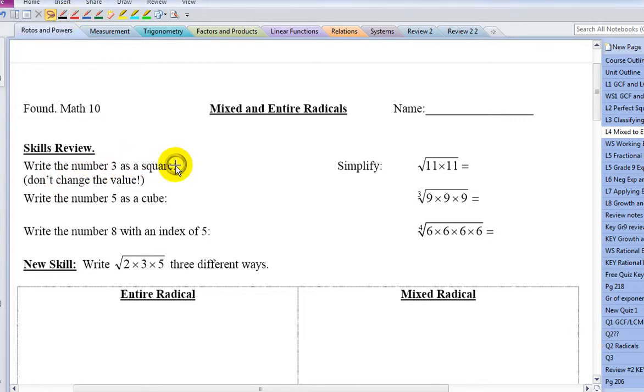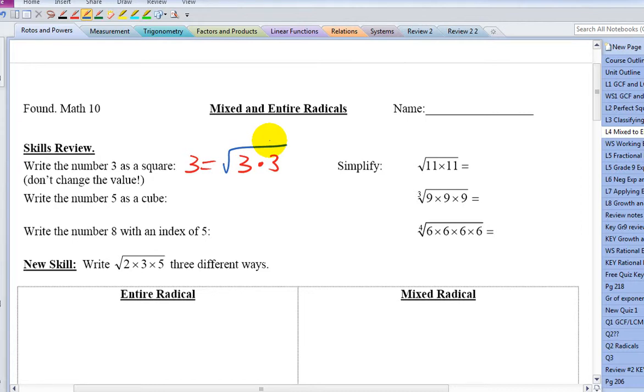Write the number 3 as a square. Okay, so 3 equals 3 times 3. What do we have to do to keep those values equal? Exactly, so you're going to have to put a square root sign in there.